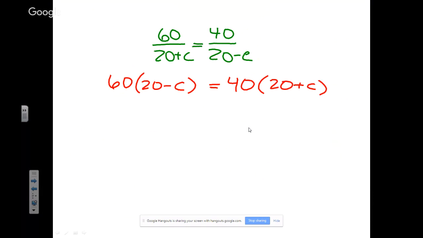Okay. In 8th grade, they call it cross multiplication. The reason I hate that is because a lot of people, once they learn that, started just doing it all the time when you weren't allowed to.